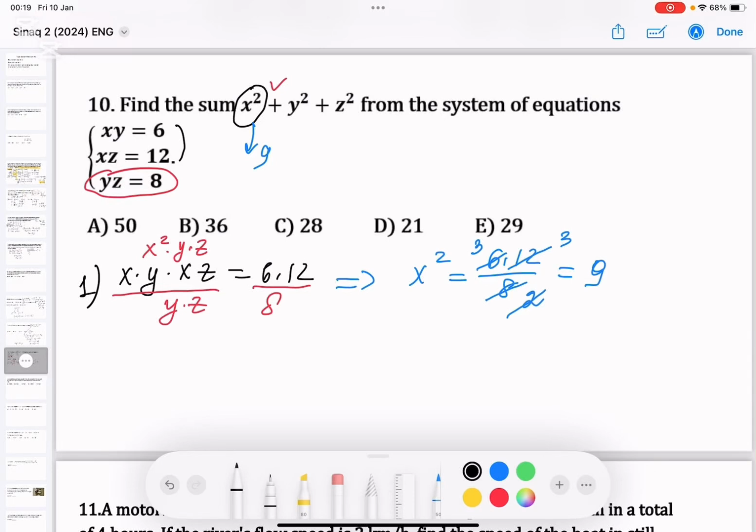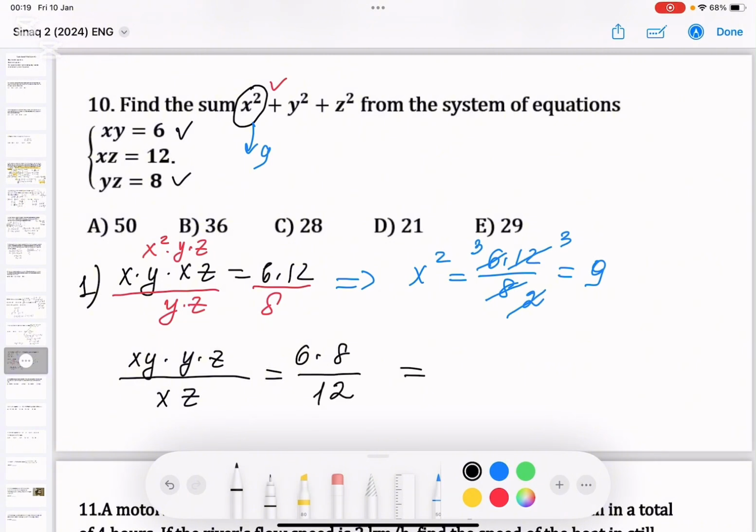So I need to find y squared. I see y in the first equation and in the third equation, so I'm going to multiply these two. What is redundant? The x and z product, so I divide by x times z. I'm going to have the following: xy is 6, yz is 8, divided by xz, 12. If we simplify the left-hand side, we have y squared, and that is equal to 4. All right.